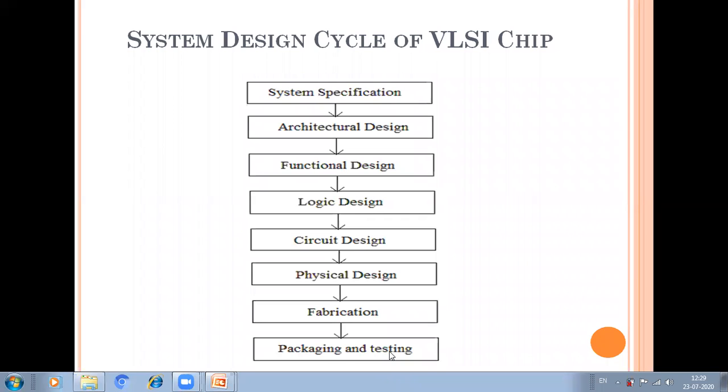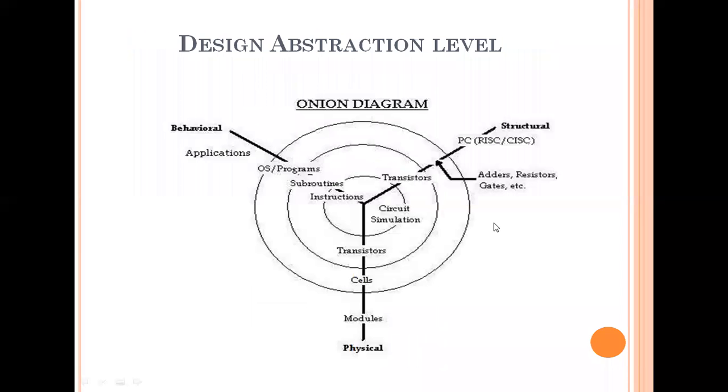At this testing, after you manufacture your chip, if the chip fails to provide the specified or desired functionality, it is not possible to make any changes to this chip. So before physically manufacturing the chip, we have to verify every stage. That is very important in chip design. Okay. Next, design abstraction levels.